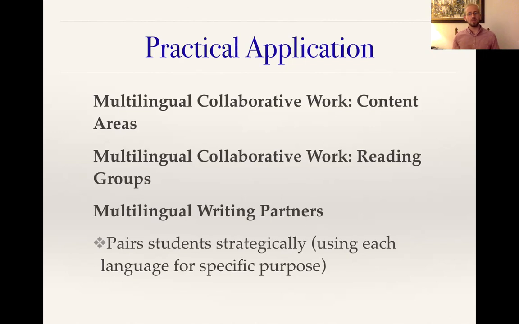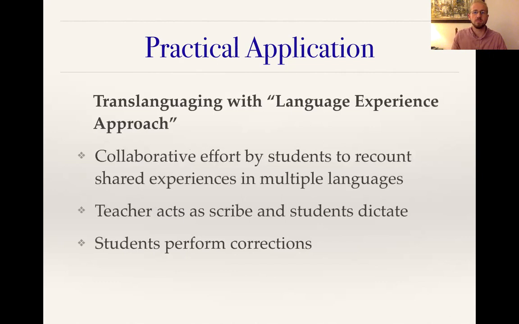Then there's also collaborative work, reading groups in content areas, having multilingual writing partners. What this does is it pairs students strategically. And in this case, and in all cases, both languages or more than two languages are used for a specific purpose in every case.